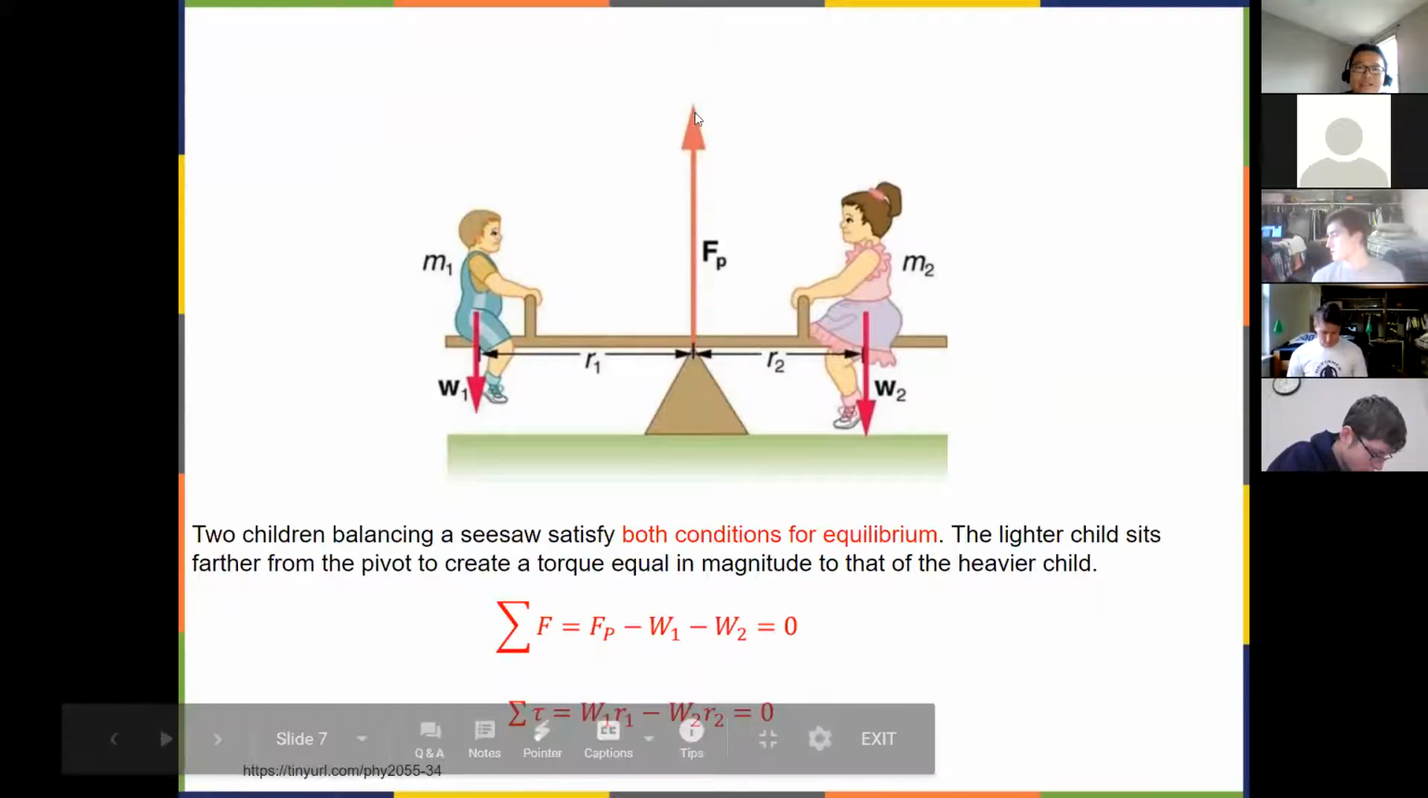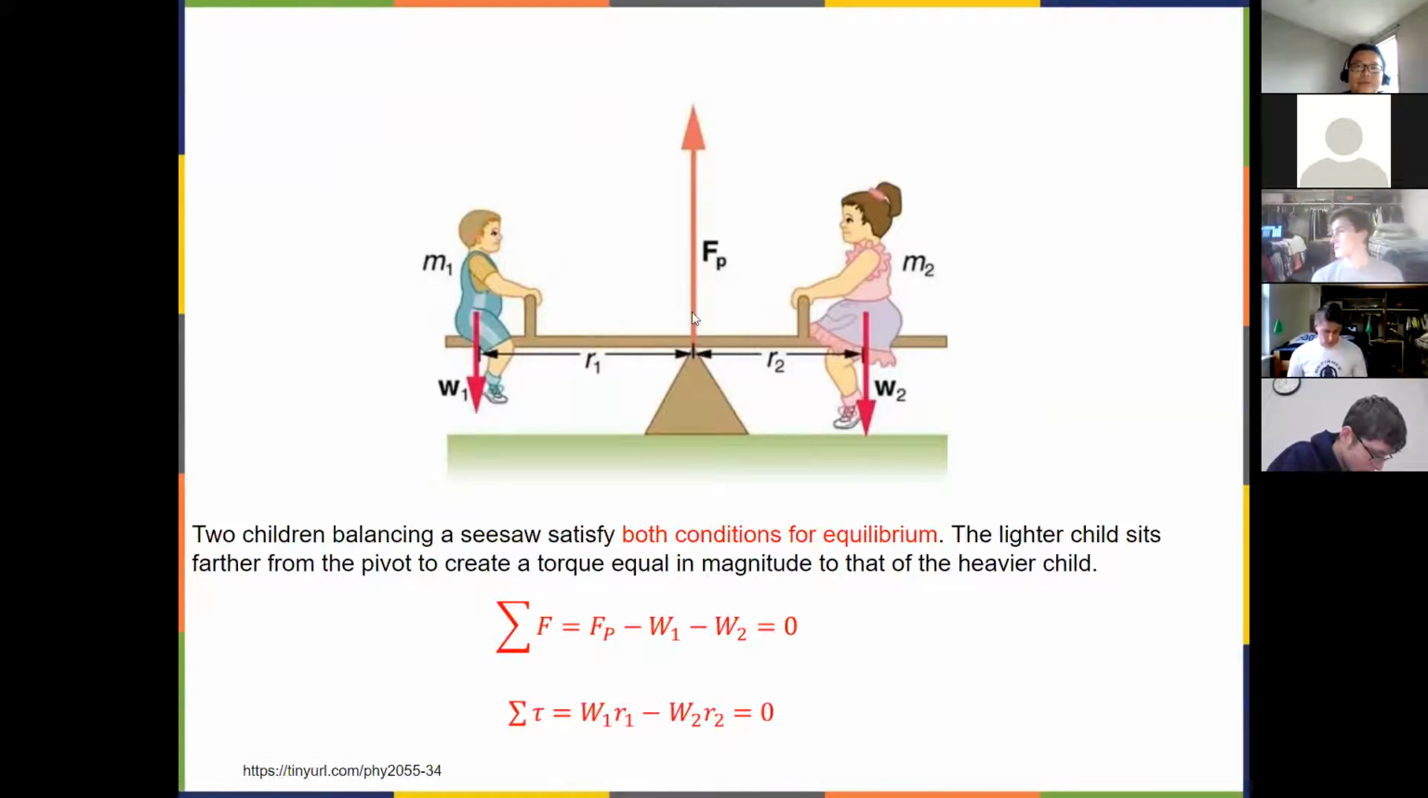Now the torque by this supporting force F sub P should be 0 because the seesaw is rotating about the pivot point, so R for this F sub P is 0. That force doesn't contribute any torque to the system. So you only see two torques here, because this third force has a torque of 0 since the distance R is 0.